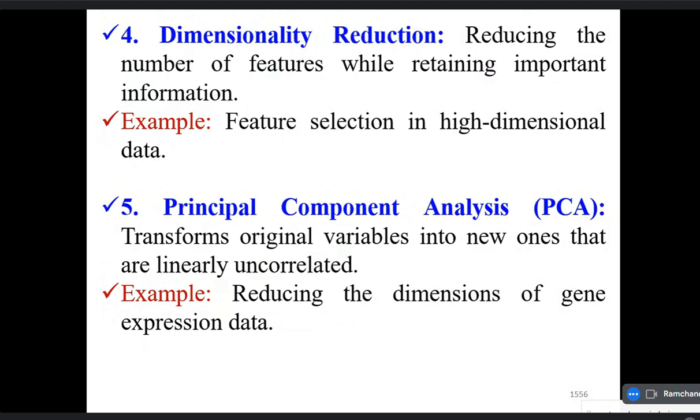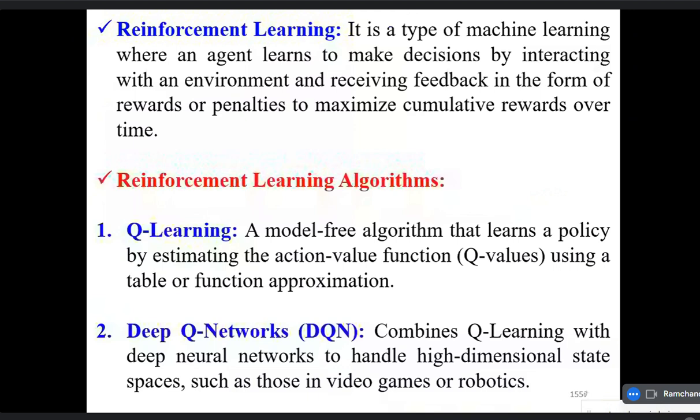Then what about principal component analysis, that is called PCA? It transforms original variables into new ones that are linearly uncorrelated. Example, reducing the dimensions of gene expression data. That is called principal component analysis.